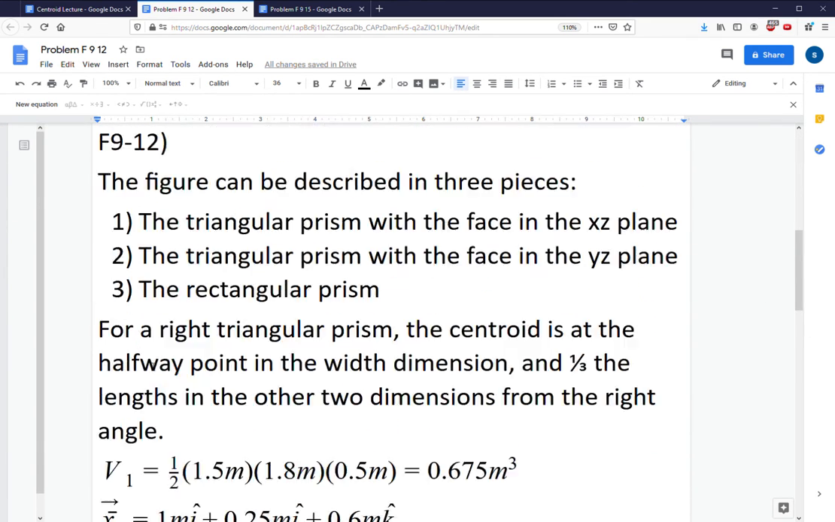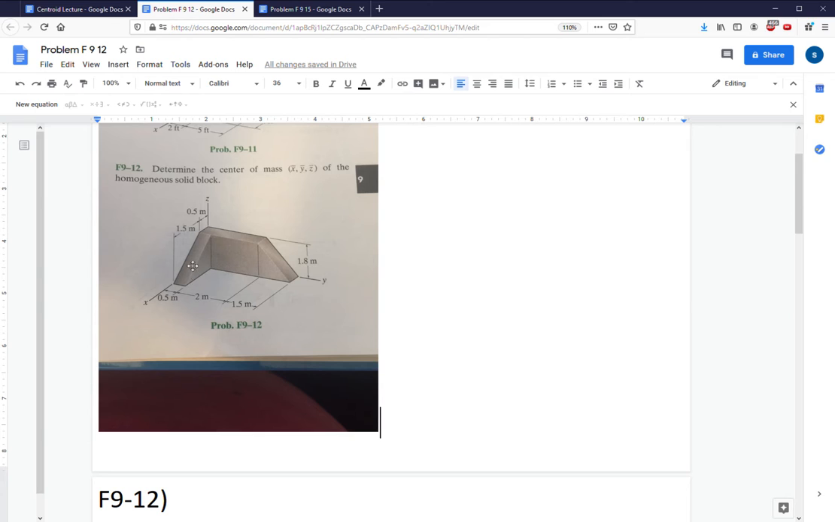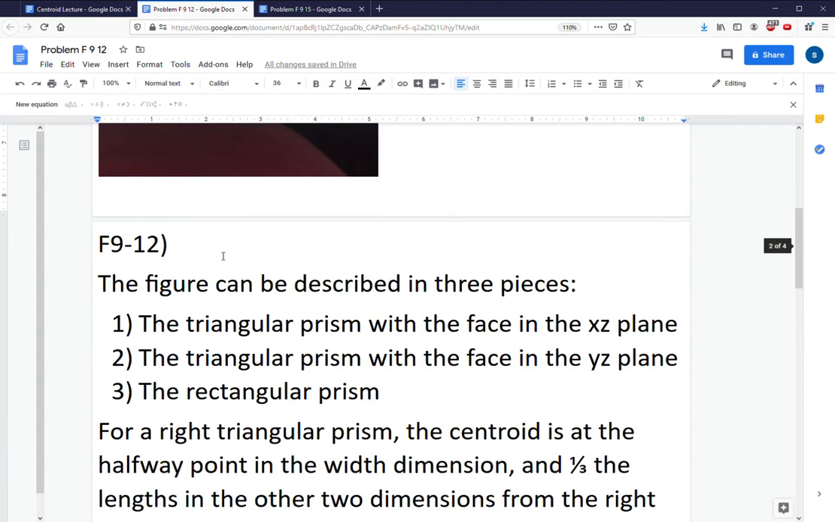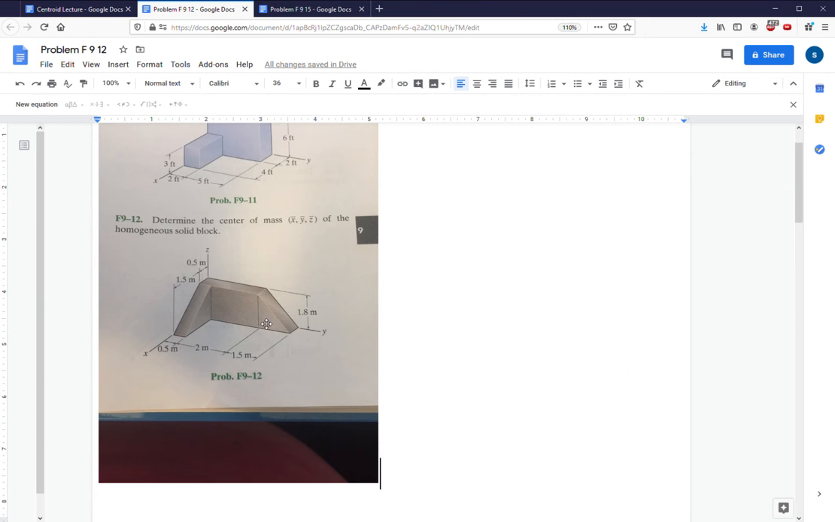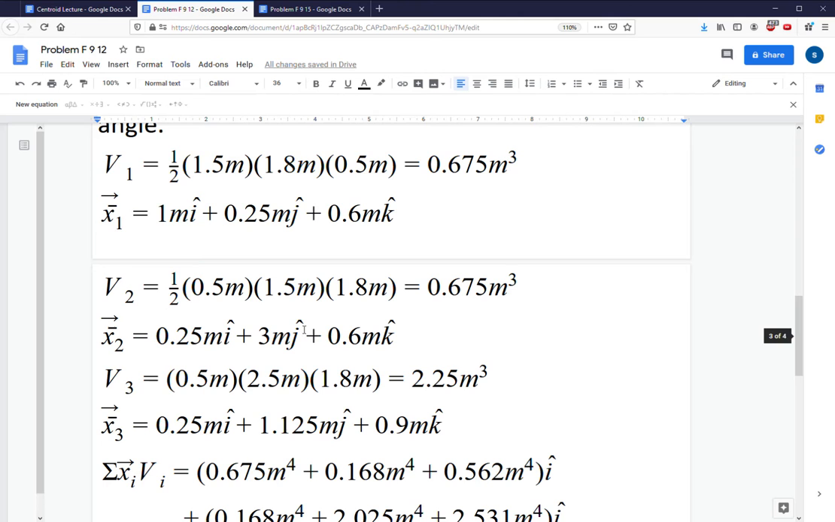So using this, object 1 has a volume of, and this is the volume of a triangular prism, 1/2 from the triangle times the 3 dimensions. So times this length, which is 1.5 meters in the x, 0.5 meters in the y, and 1.8 meters in the z, for a total volume of 0.675 cubic meters. Triangular prism number 2, we can see, has the same dimensions. It's 0.5 by 1.5 by 1.8, so volume 2 is also 0.675 cubic meters.